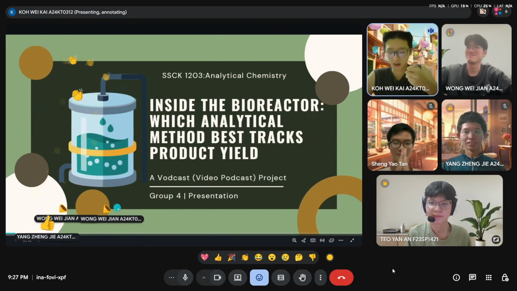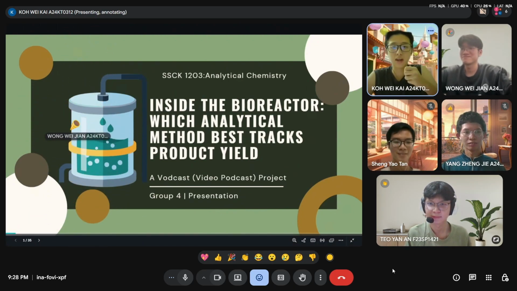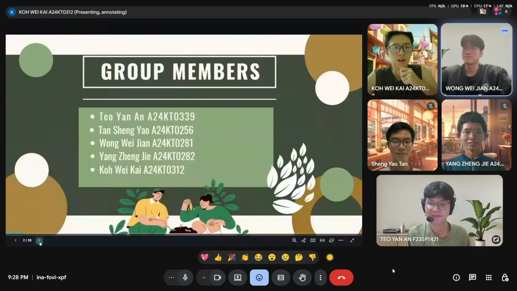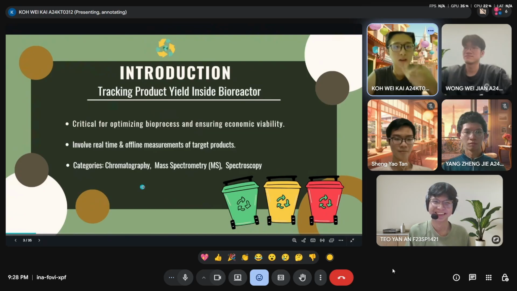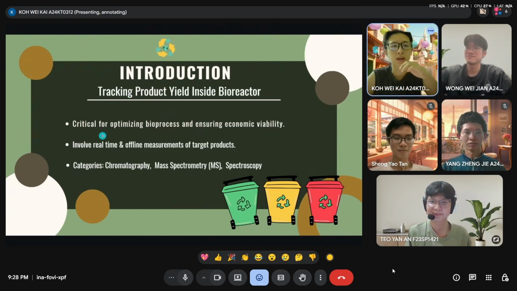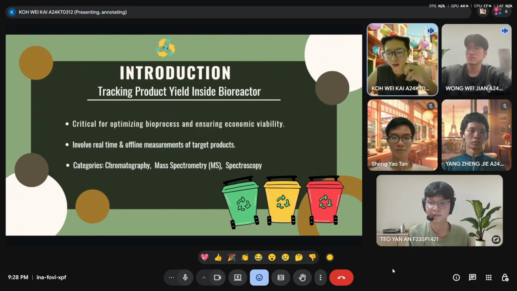So today we are going to talk about inside the bioreactor, which analytical method best tracks product yield. First, tracking product yield inside a bioreactor is critical for optimizing the bioprocess and ensuring economic viability. It also involves real-time and offline measurement of target products, for example monoclonal antibody, vaccine, and recombinant protein.